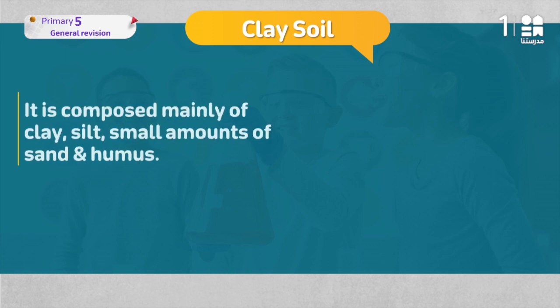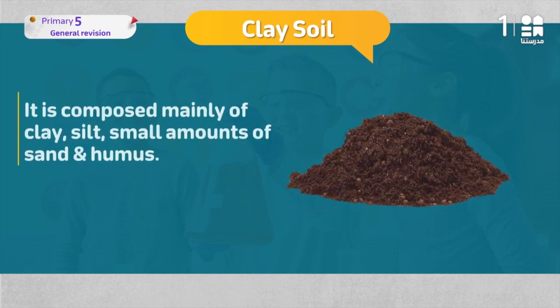طيب what about clay soil? Clay soil, it's composed mainly of clay, silt, small amounts of sand and humus. فيها clay وساند. clay وsilt هما اللي موجود كتير والساند والهيومس هو الموجود قليل. يبقى دلوقتي clay soil, it's composed mainly of clay, silt and small amounts of sand and humus.